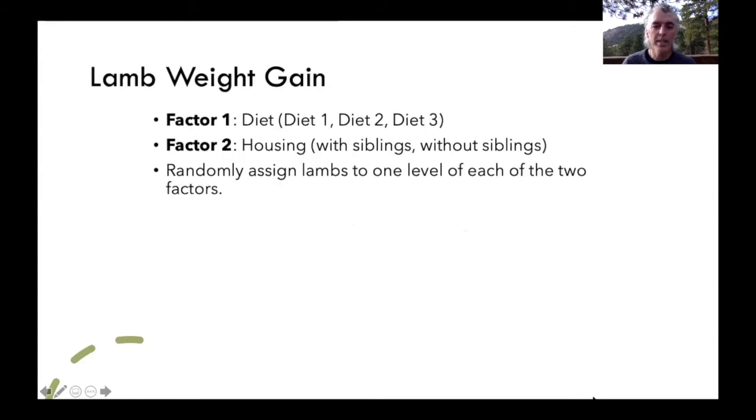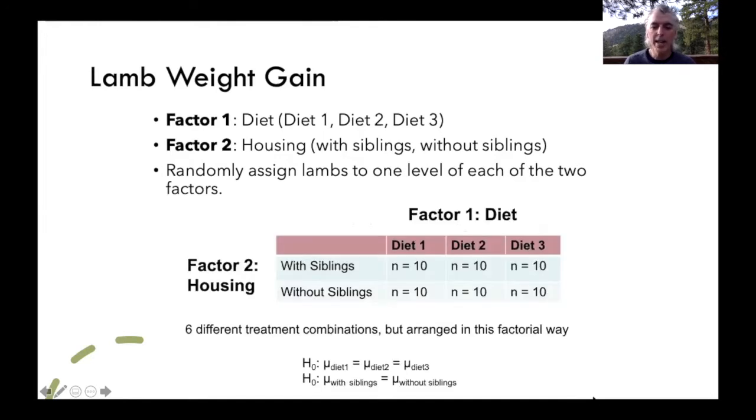So let's say we've got this example where we've got 3 different diets and 2 different housing arrangements, lambs raised either with siblings or without siblings, and we randomly assign lambs to one level of each of these 2 factors. Then we would get a scenario that looks something like this. With 3 different diet treatments and 2 different housing treatments, we've actually got 6 different combinations of possible treatments. And this is what's referred to as a factorial design, where we're collecting observations in all possible combinations of our 3 diet levels and our 2 housing levels.